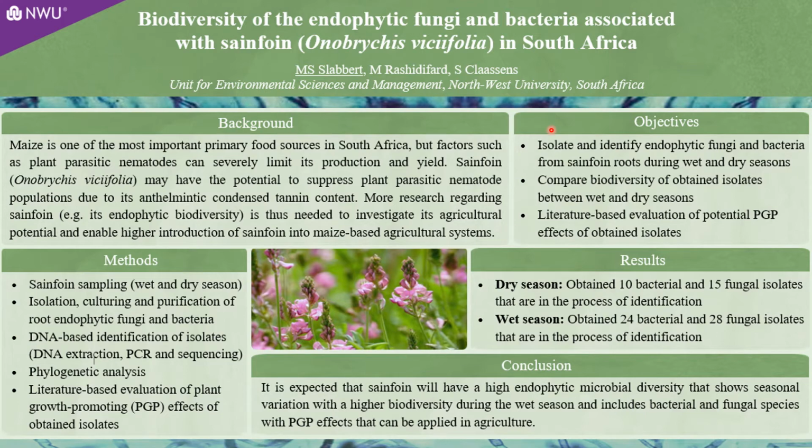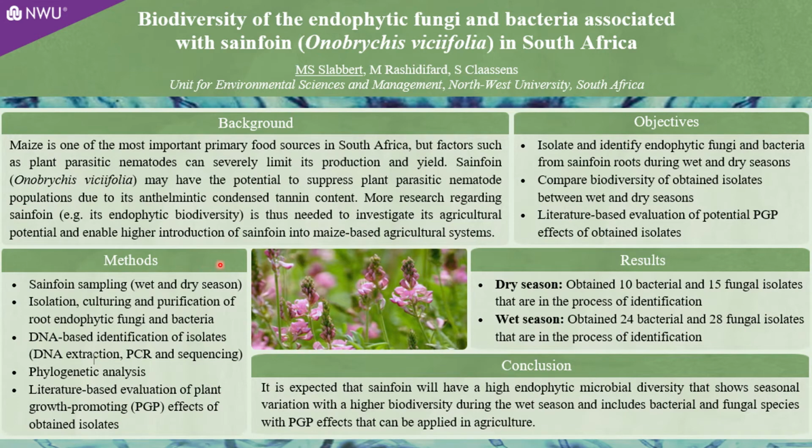So the aim of this study was to evaluate the biodiversity of the endophytic fungi and bacteria associated with sainfoin roots in South African agricultural soils. The objectives were to isolate and identify endophytic fungi and bacteria from the roots of sainfoin during the wet and dry seasons, and then to compare the biodiversity of the obtained isolates between seasons to see if there is a variation. And lastly, a literature-based evaluation of the potential plant growth promoting effects of the obtained isolates.